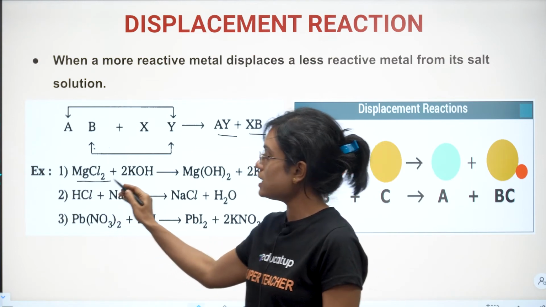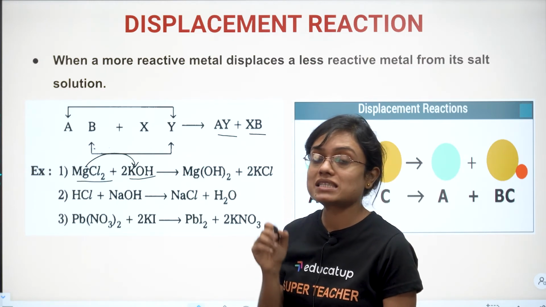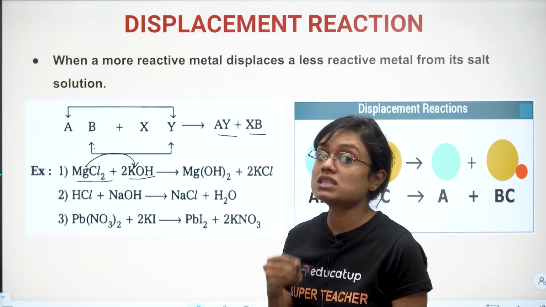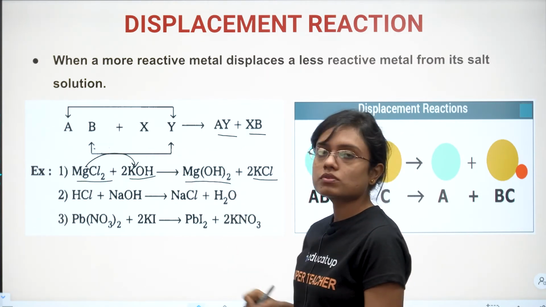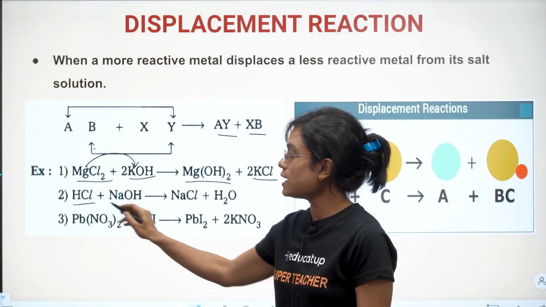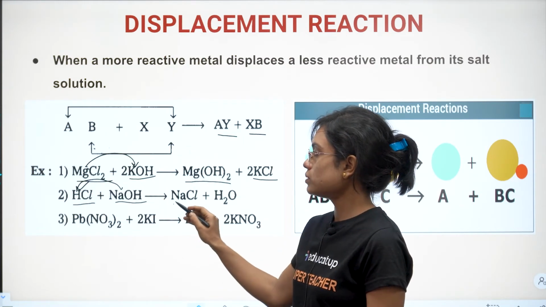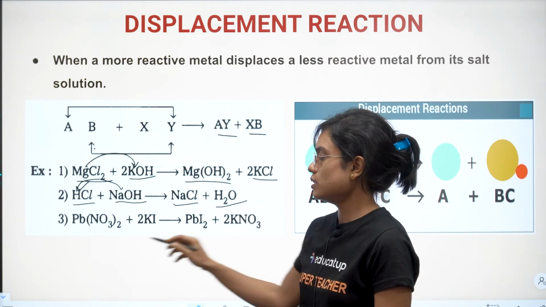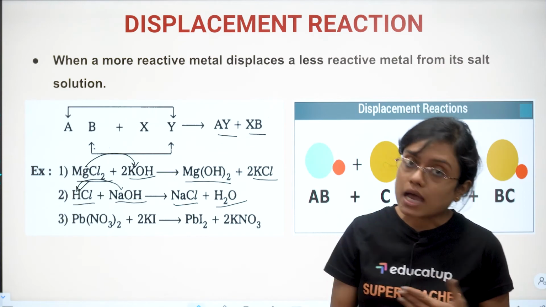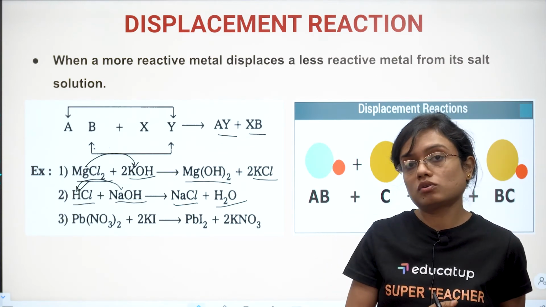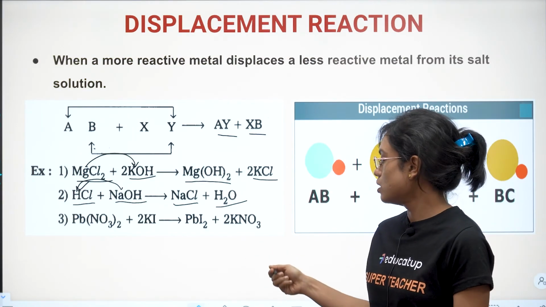Like over here, MgCl2 plus KOH. So Mg has displaced K. That means magnesium has displaced potassium because magnesium is more reactive than potassium and it has formed magnesium hydroxide, and potassium chloride is formed. Over here, HCl plus NaOH. So, sodium has displaced hydrogen and formed sodium chloride and water is eliminated. So, a more reactive metal displaces a less reactive metal. जो ज़्यादा reactive metal होता है वो कम reactive metal को displace कर देता है और अपना salt solution बना लेता है. That is known as a displacement reaction. Let's move ahead.